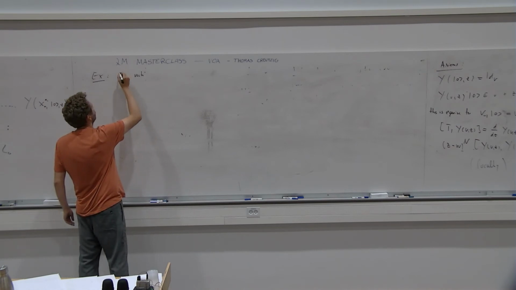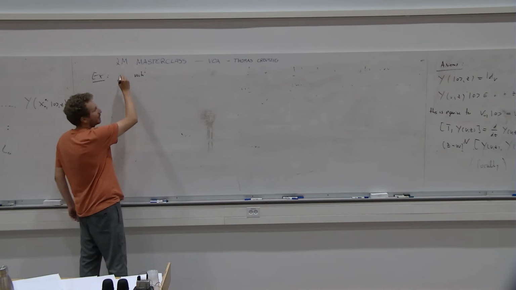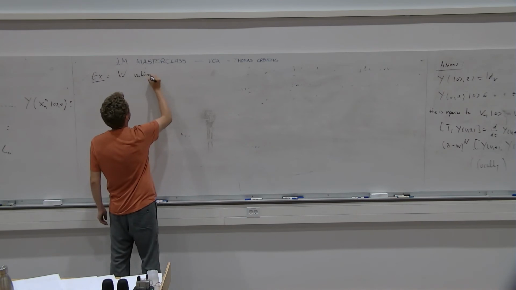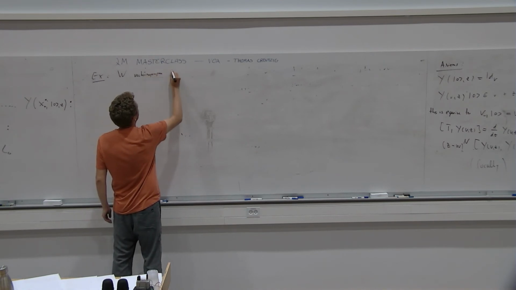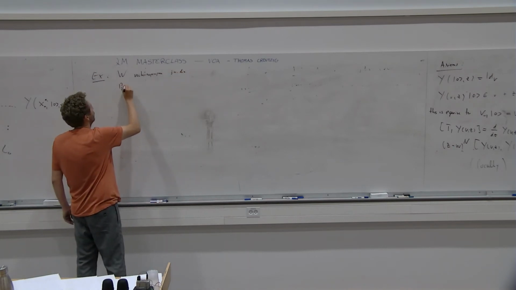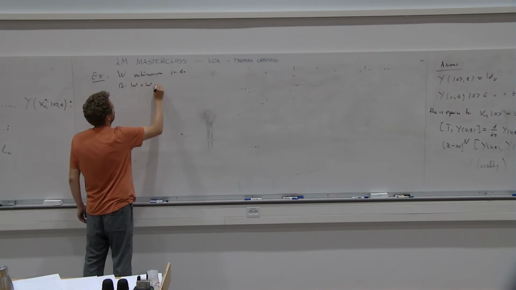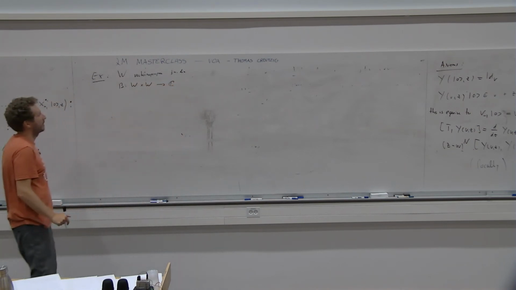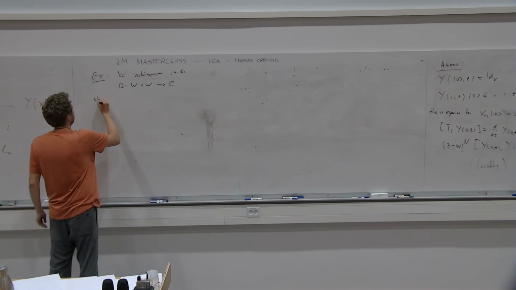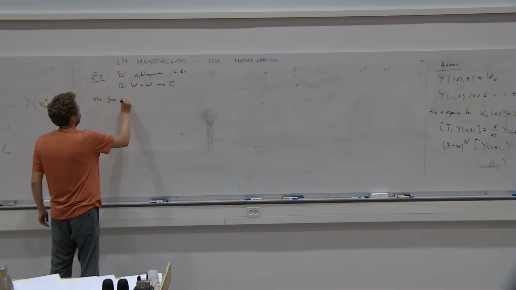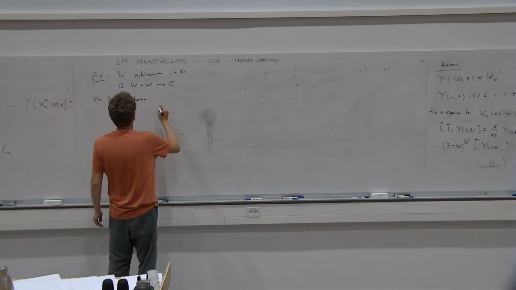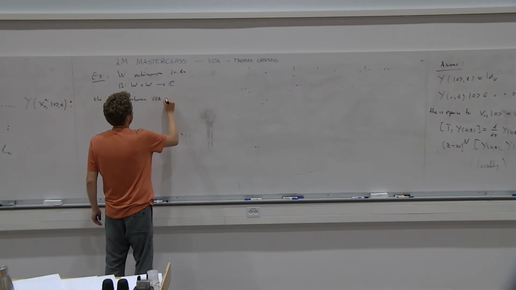Some letter I haven't used yet. W. W is better. A vector superspace, and you usually take it to be finite dimensional. And we take a bilinear form B on W, and then we can define the free superboson VOA associated to W.